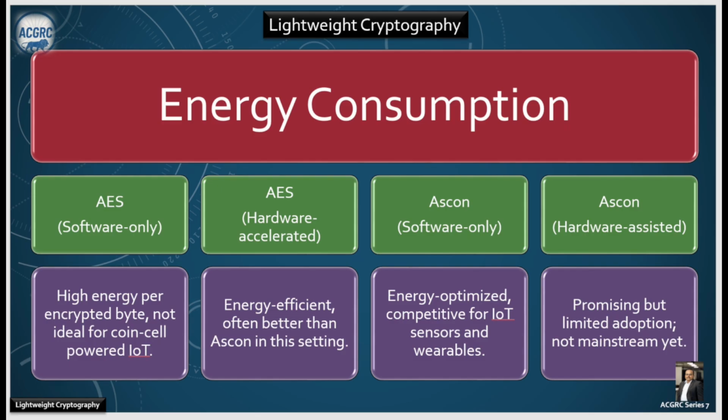But when AES is on a hardware accelerator, it is much more energy efficient and often better than Ascon in this setting. Now, coming on to Ascon, when it is running on software only, it is energy optimized, competitive for IoT sensors and wearables. But when Ascon runs hardware assisted, at this point it is promising but with limited adoption. It's not yet mainstream, so we'll have to wait and watch how things move in that direction. So that's from an energy consumption perspective.